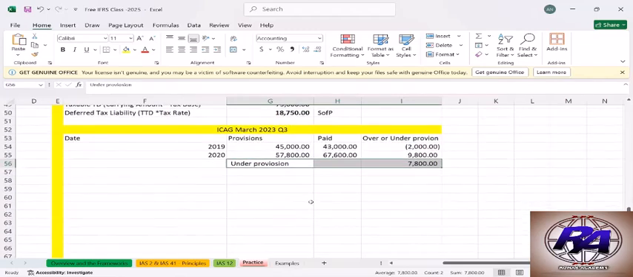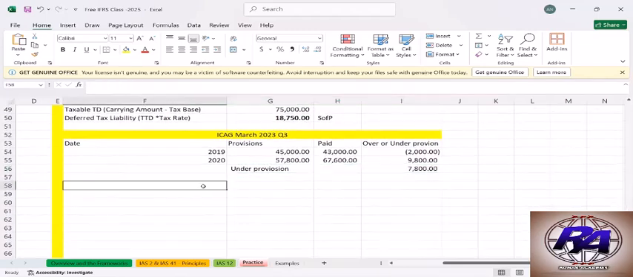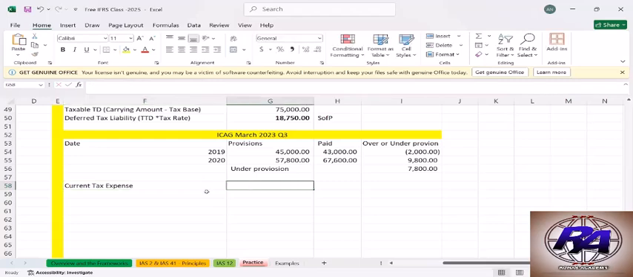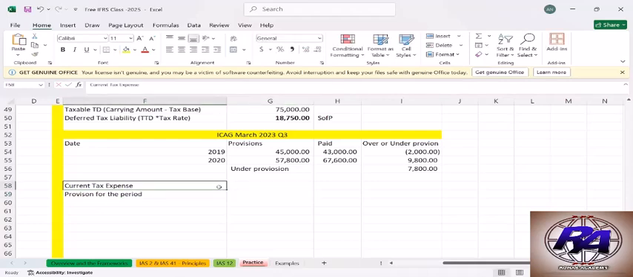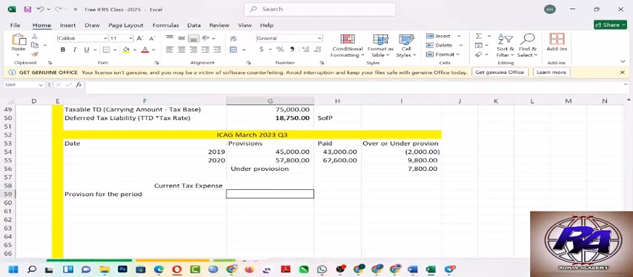So let's compute our current tax expense. Our current tax expense is going to be the provision for the period. So the provision for the period is how much? Let me put this in a cell. Yeah, so the provision we made for the period is here.